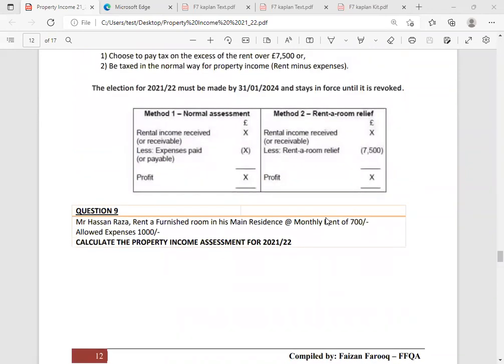You have an example question of Hassan Raza. Please read it out. Mr. Hassan Raza rents a furnished room in his main residence at a monthly rent of 700, allowed expenses of 1000 pounds. Calculate the property income assessment for 2021 to 2022. What should we normally do? Annual rent receipt, because normally it is cash basis. Monthly rent 700 means how much yearly rent?